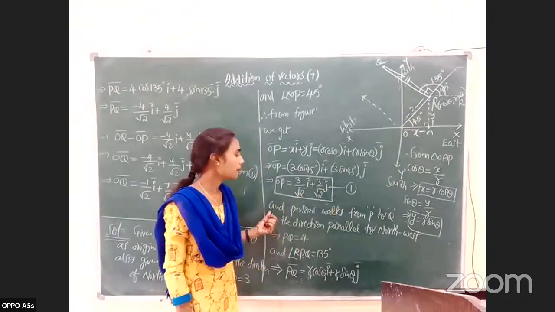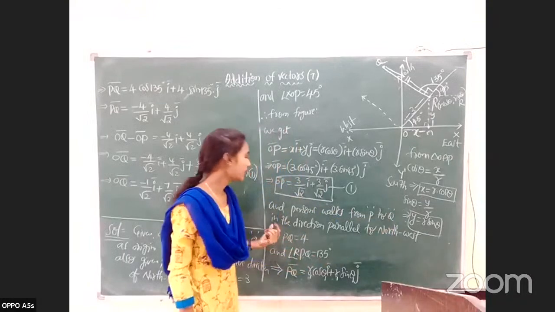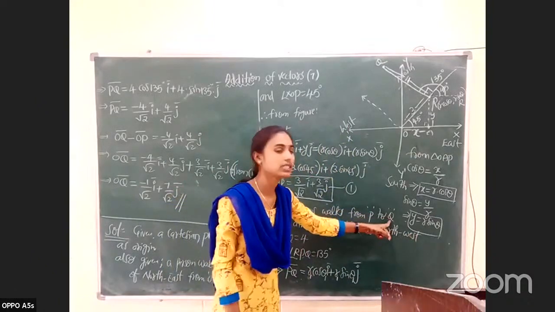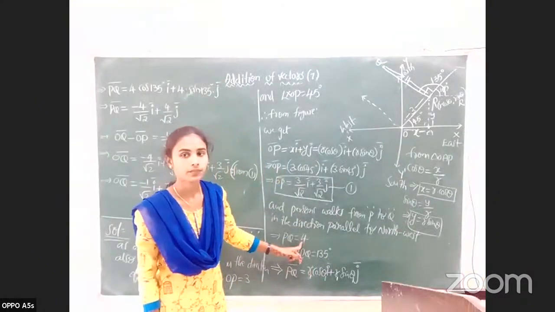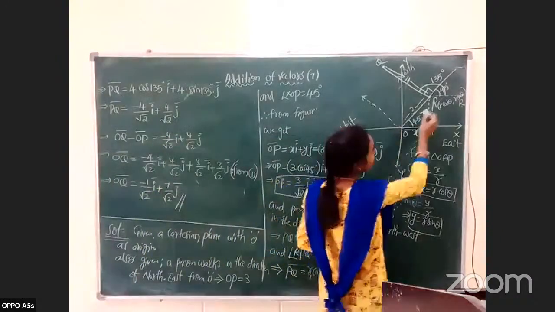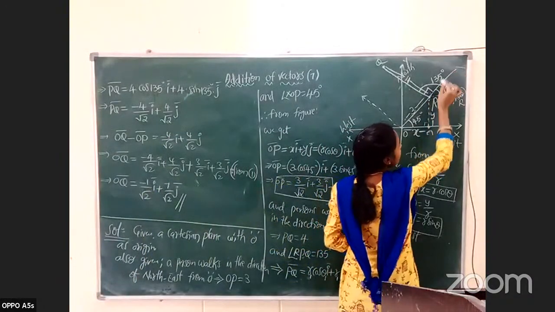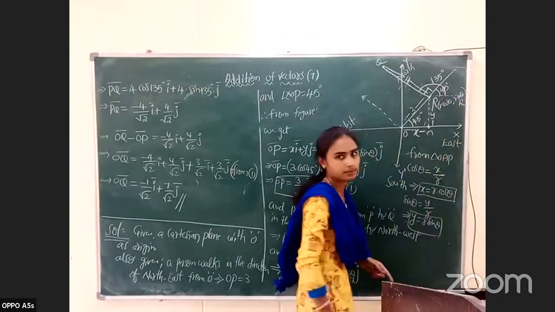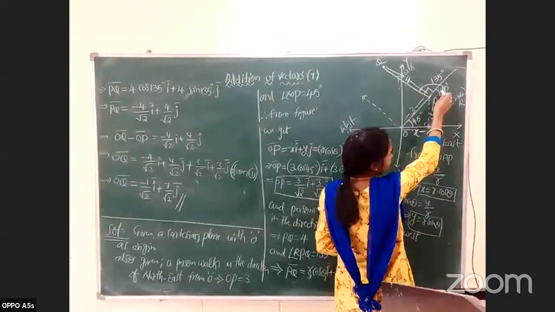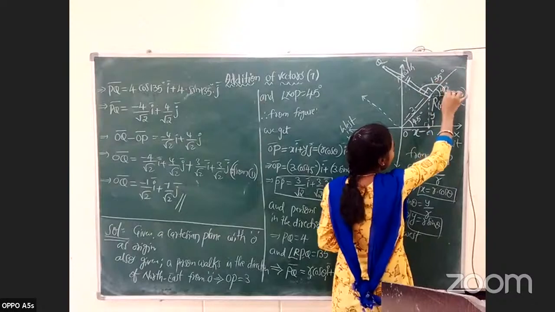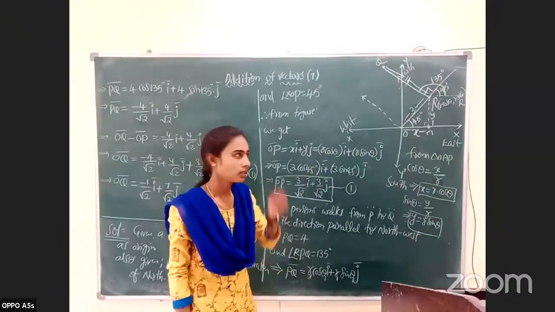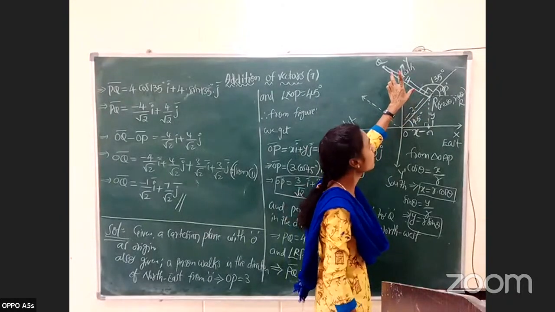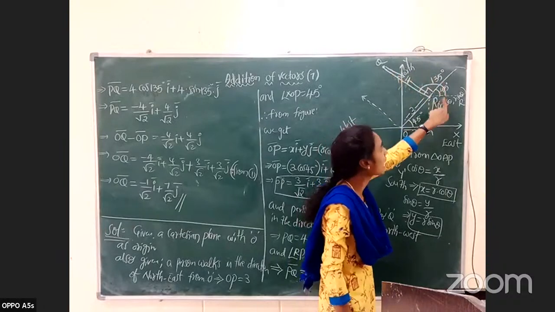And then, the person walks from P to Q in the direction parallel to north to west and reaches the point Q, at a distance of 4 units. That means PQ is 4. If this angle is 45, then when we extend this vector, it makes an angle 45 with the line parallel to OX. If this is 45, then this is also 45, and these two are perpendicular, so the total angle becomes 135 degrees. So to find PQ, we have the magnitude of PQ and the angle made by it with the line parallel to X.